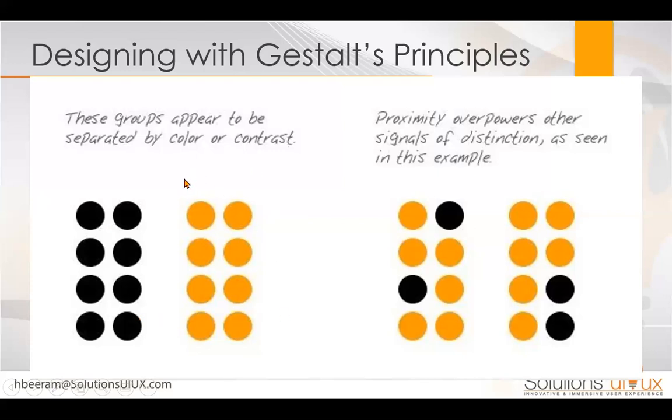So that's a Gestalt's principle where you can do related, and also this group seems to be related and this group seems to be related. And then the proximity principle, that these two closer together seem like one group, these two closer together seem like one group, right? So these groups appear to be separated by color or contrast, right? Black and yellow color or contrast. The proximity overpowers the signals of distinction, right? As seen in the example.